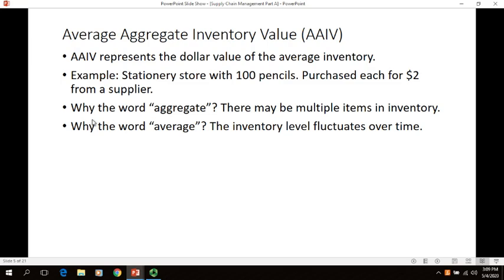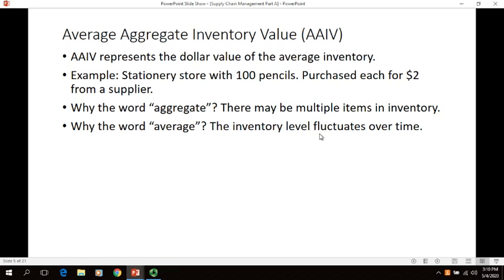Now let's think about why we use the word aggregate. In a store, there may be multiple unit items. There may be more than one item. So in that case, we'll have to compute the value of each item and add them up. So that's why we use the aggregate. Next, why do you use the word average?